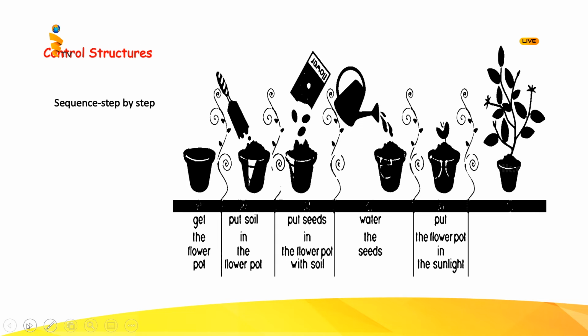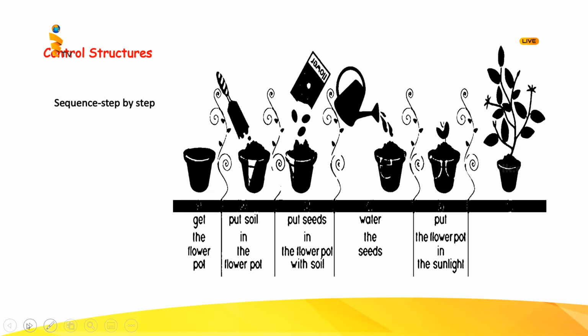We have to take a flower pot, then we have to add some soil, and also we have to put some seeds, then water, and also we have to keep it in the sunlight. So likewise, we have to give the steps in order. If your problem is like this, step by step, we call the control structure the sequence.